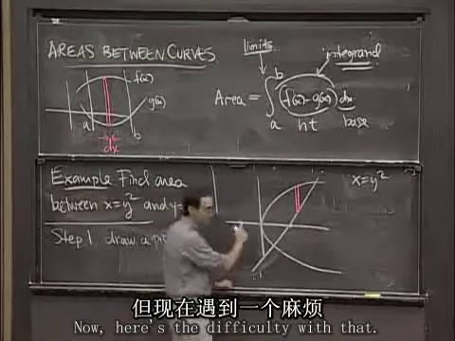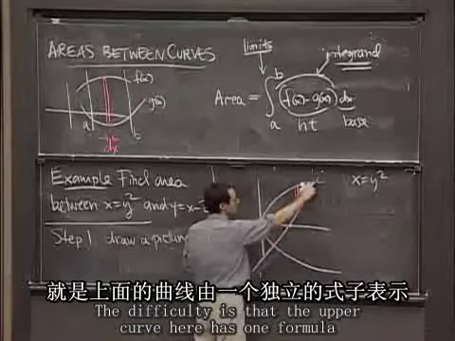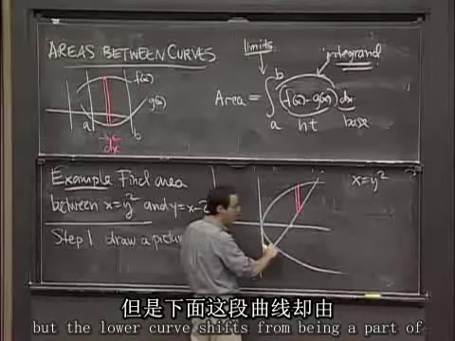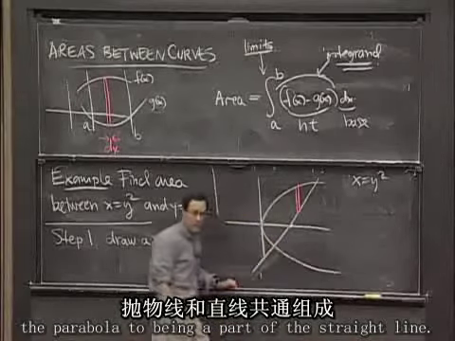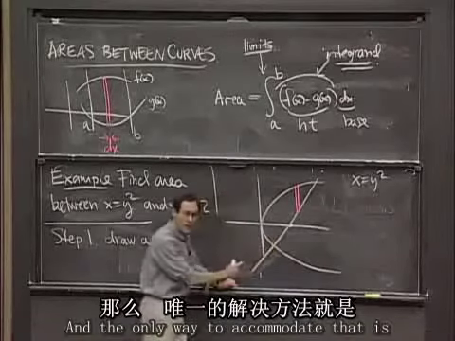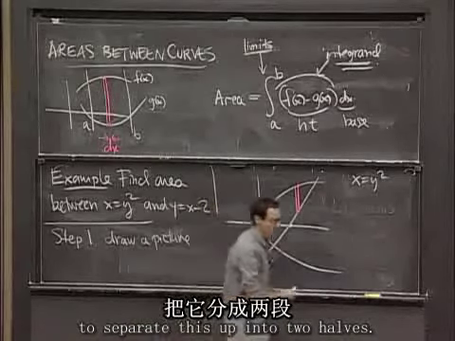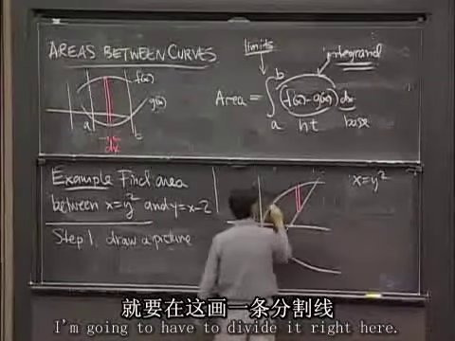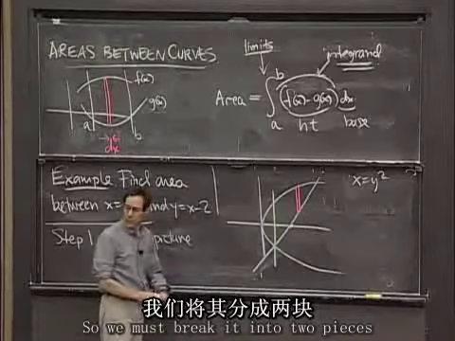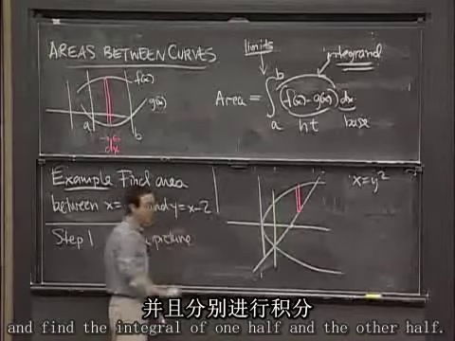Now, here's the difficulty with that. The difficulty is that the upper curve here has one formula, but the lower curve shifts from being a part of the parabola to being a part of the straight line. That means that there are two different formulas for the lower function. And the only way to accommodate that is to separate this up into two halves. I'm going to have to divide it right here. So we must break it into two pieces and find the integral of one half and the other half.